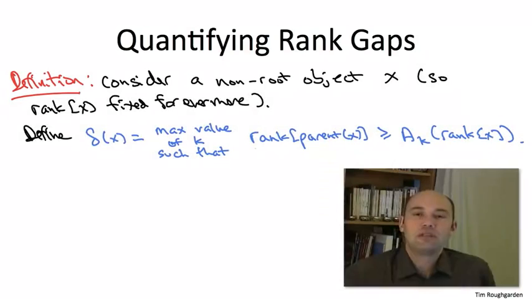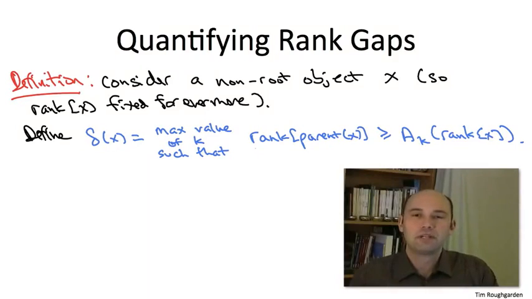So we're going to use the notation delta of x for the statistic, and the definition of delta of x is the largest value of k such that a sub k, this is the Ackermann function, remember, applied to the rank of this object x is bounded above by the rank of x's parent. So the bigger the gap between the rank of x's parent and x's rank, the bigger the value of delta of x.